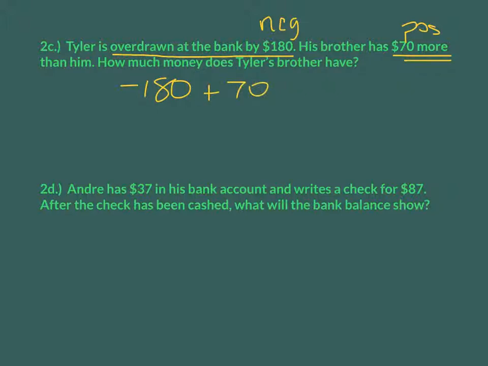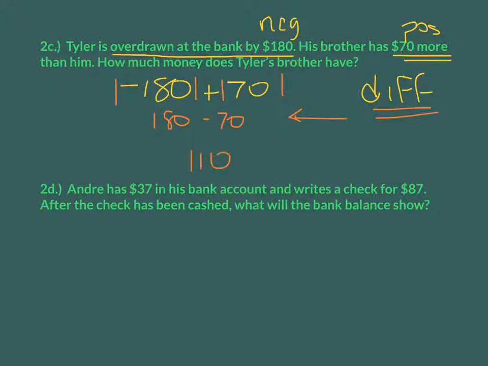The signs are different. Find the difference. So we're finding the difference. Still, even though we're finding the difference, it's the absolute value. So the absolute value of negative 180 is 180 because it's 180 units away from 0. The absolute value of 70 is 70. Finding the difference, that means I'm subtracting 180 minus 70. Well, 80 minus 70 is 10, so that means it's 110.